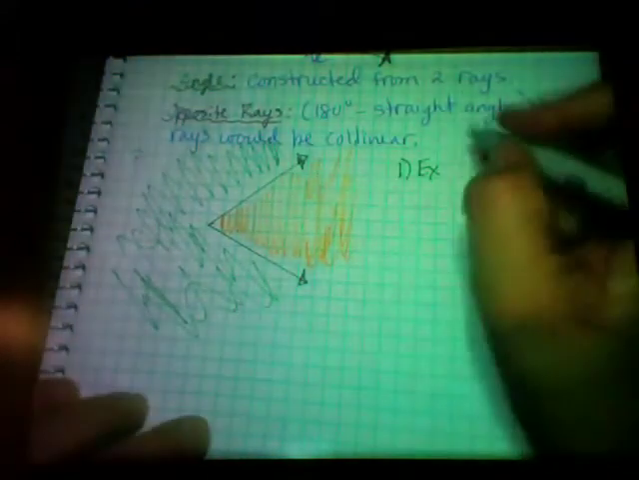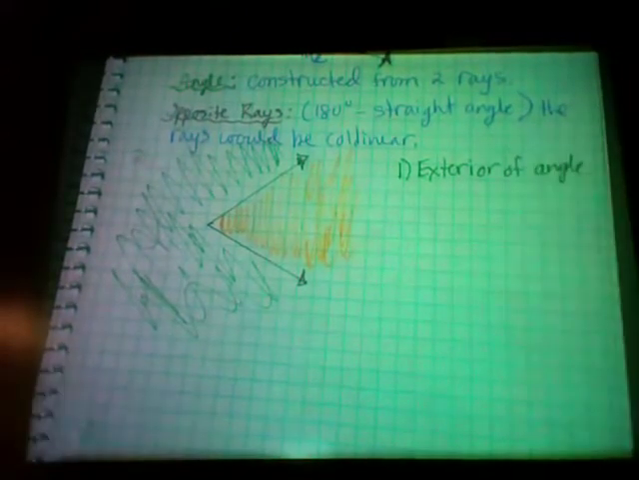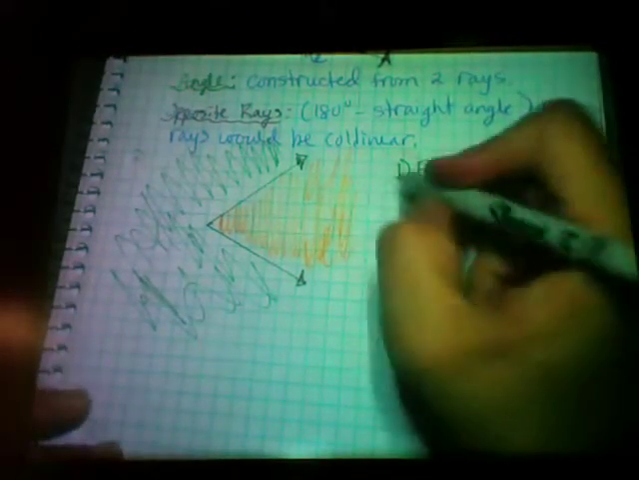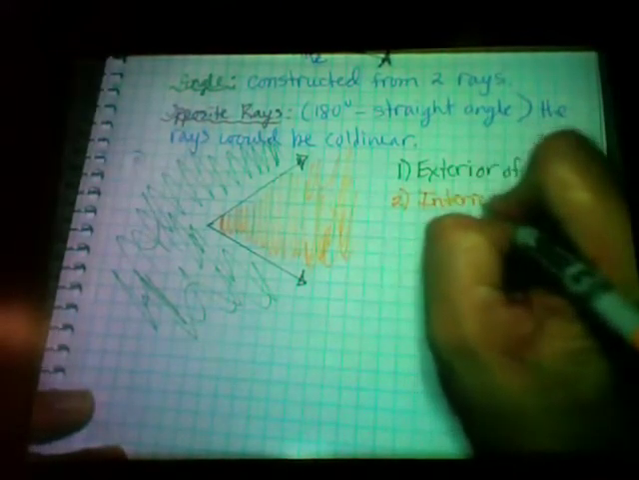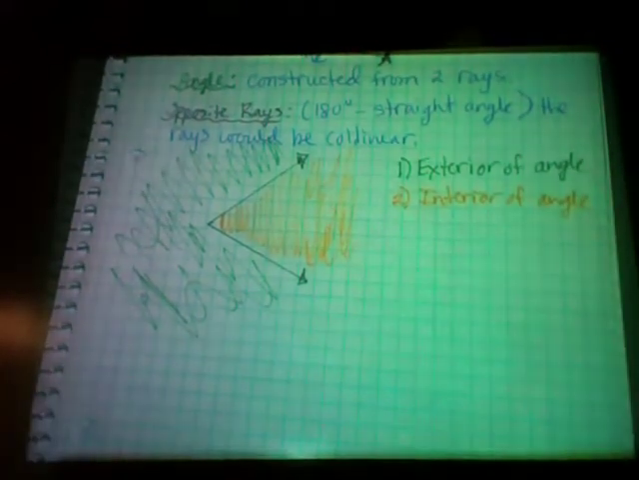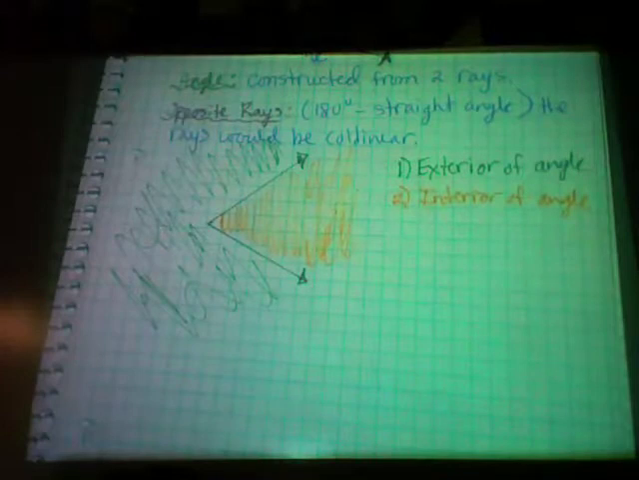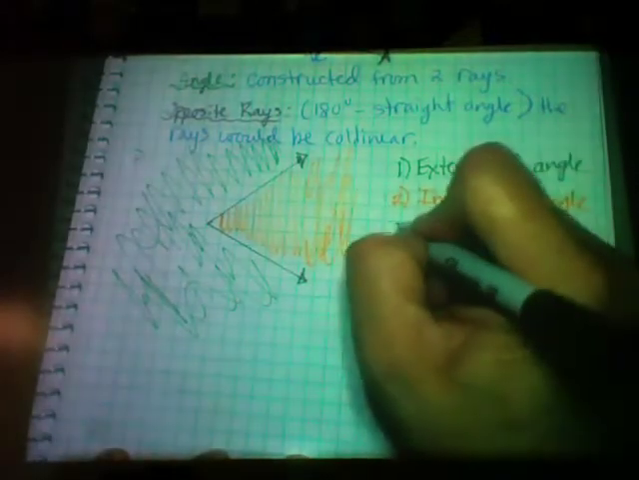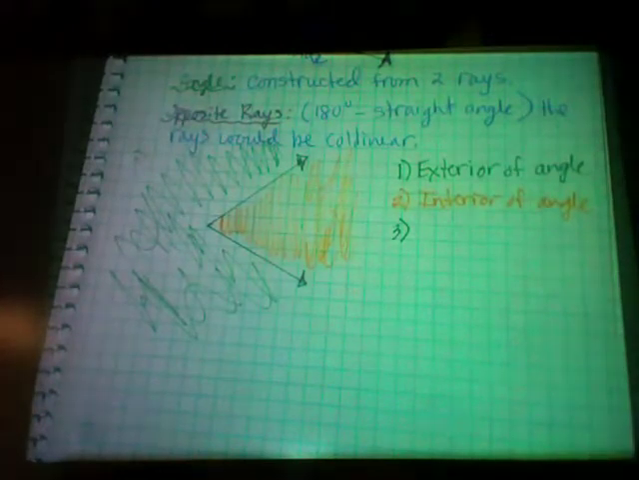There we go. All right, so the green part is your exterior. The yellowy orange part is your interior. And then the third part would be what? What's the third part? The angle itself.